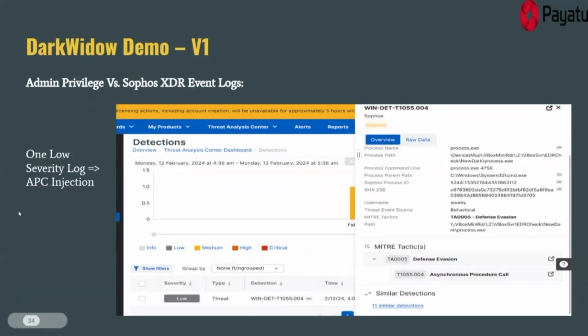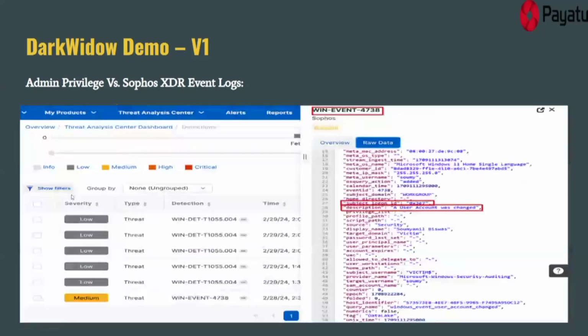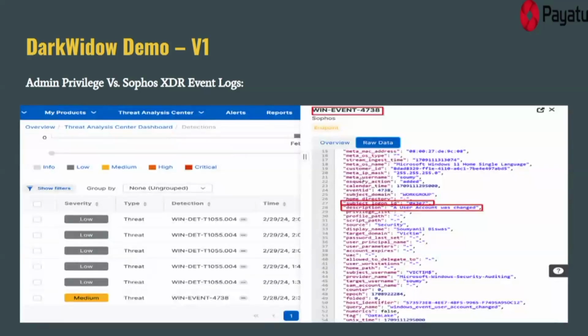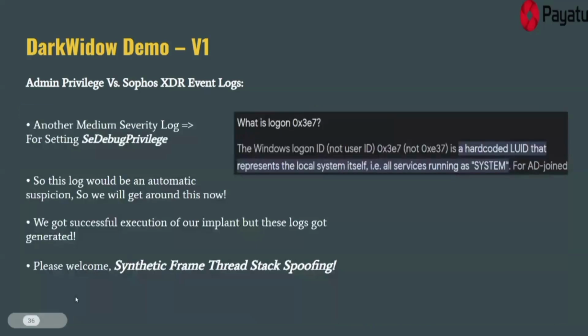So let's see now what event logs were generated. Again, the APC injection was present. That's why the asynchronous procedure call log was there. And another new log came into the picture, that is, user account was changed. So I dug into that and found out that as I used SeDebugPrivilege, that's the reason why this particular log got generated. But this log is under medium alert. So this is kind of a concerning thing.